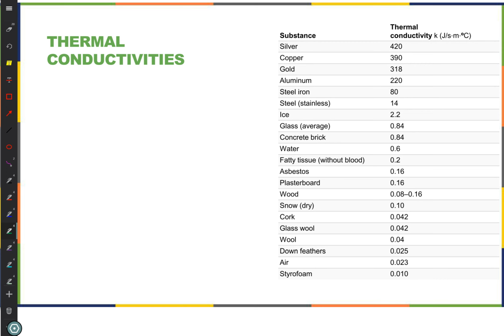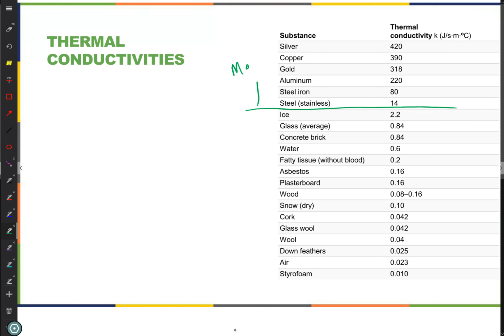If you look at this, you'll notice something pretty clear. These things up here are metals. Metals have high Ks, that thermal conductivity. A high K means that the rate that heat flows through is high. So they're good conductors. Metals are good conductors. They're actually both good conductors of electricity and good conductors of heat, and for the same reasons.